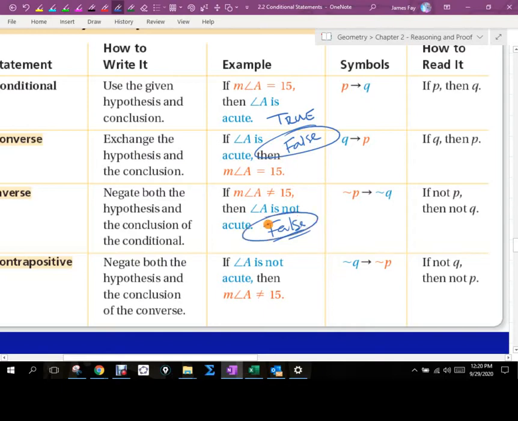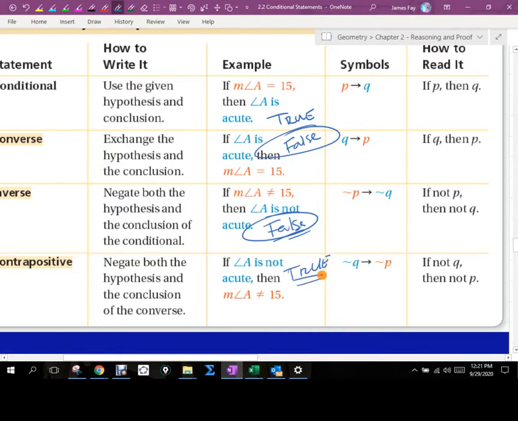That last one, let's not even read it. Is it true or false? It's the contrapositive. It's true. Didn't even read it. Why is it true? Because the conditional is true. But if I say if angle A is not acute, so close your eyes, angle in front of you, not acute, then measure of angle A cannot be 15. Well, if it's not acute, then it either has to be right or obtuse, so 90 or bigger. So then it can't be 15. Does that make sense? There are no counterexamples that we can create there. That has to be a true statement.